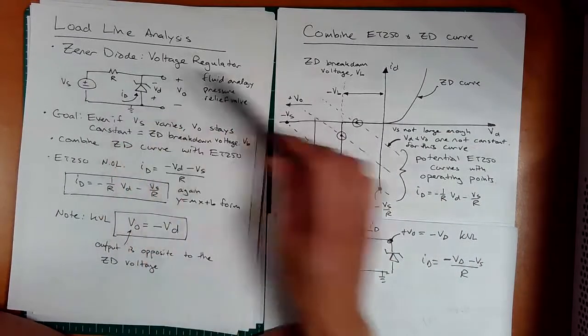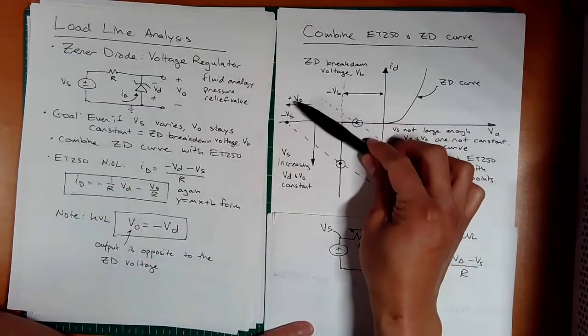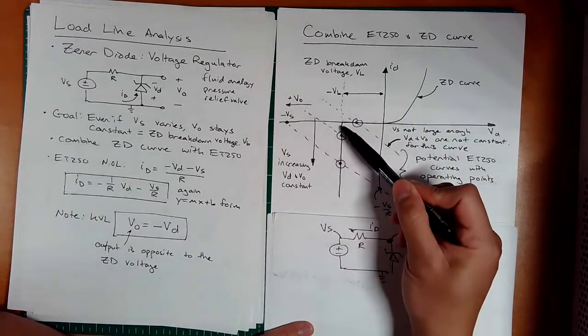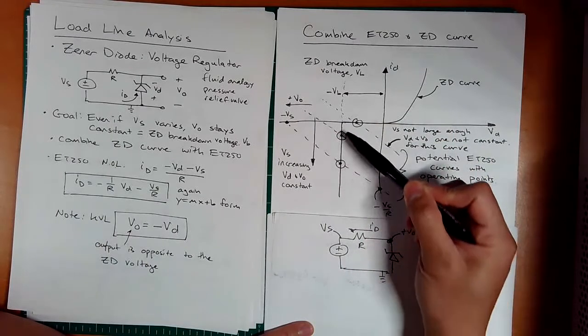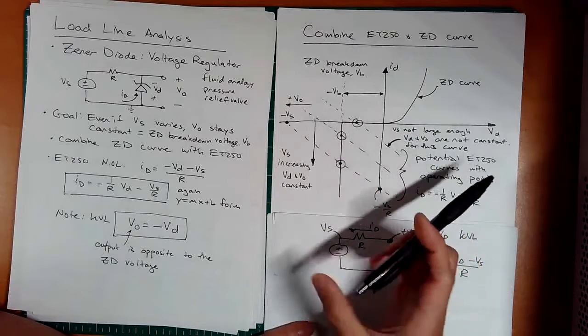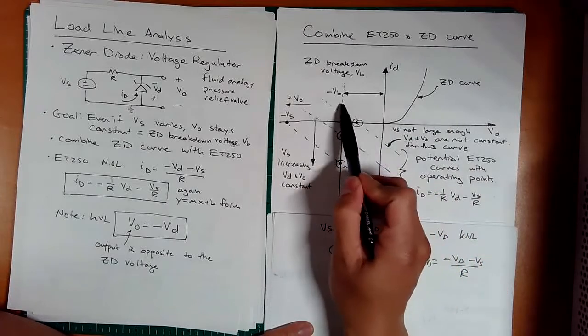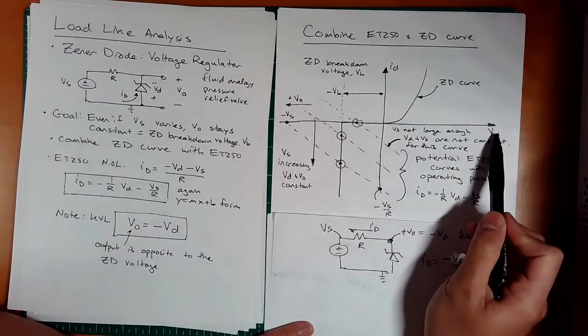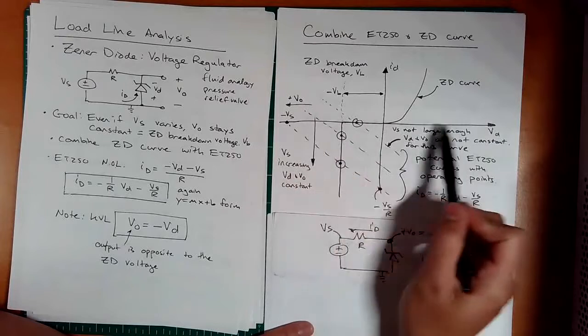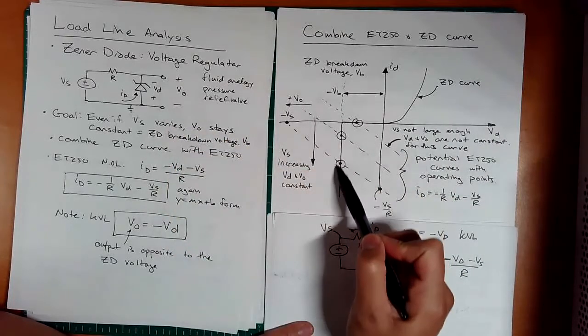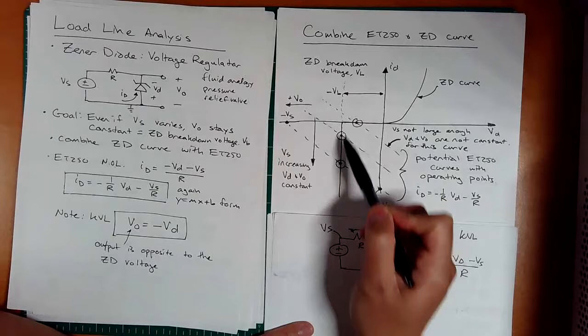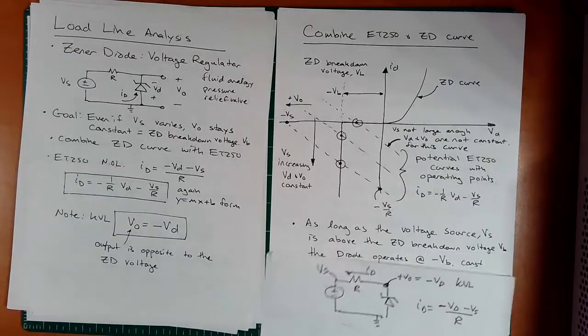If I increase the voltage, what happens? This line shifts down. And now what do you notice? The current starts increasing, right? But this voltage here is equivalent to the breakdown voltage. So VD, which is going that way, is the same as V naught, which is here. So this V naught is always constant, and it's equal to this breakdown voltage.